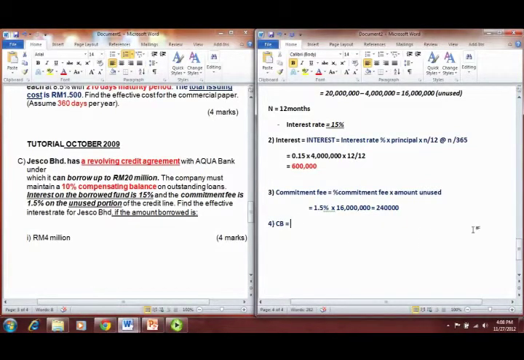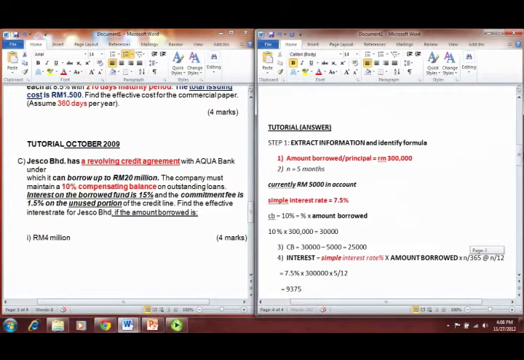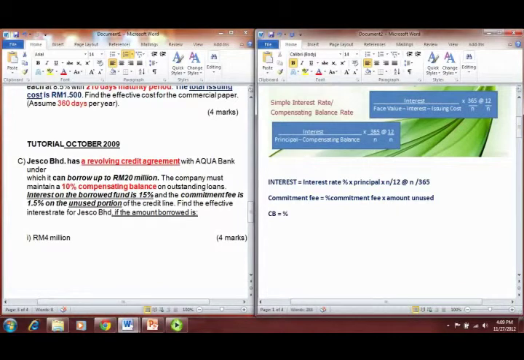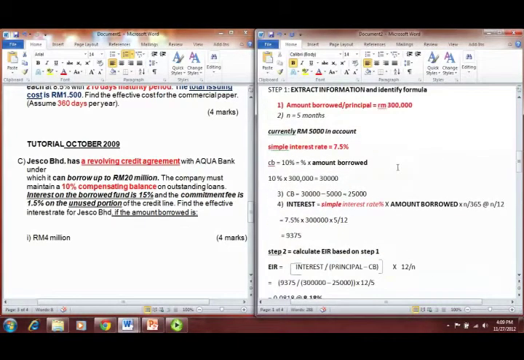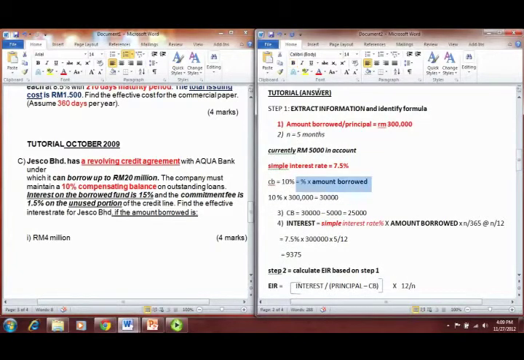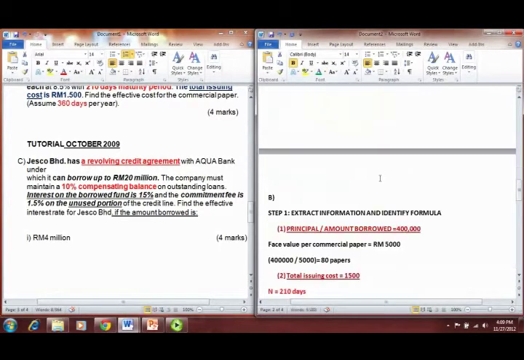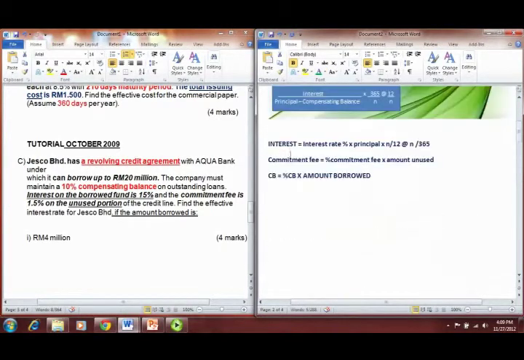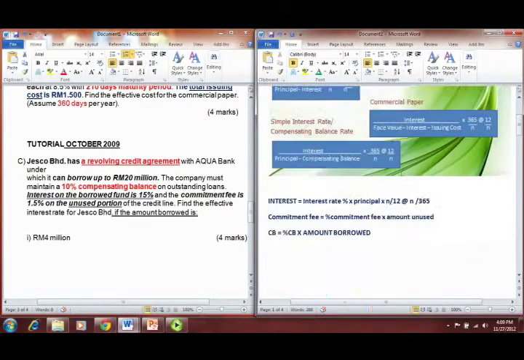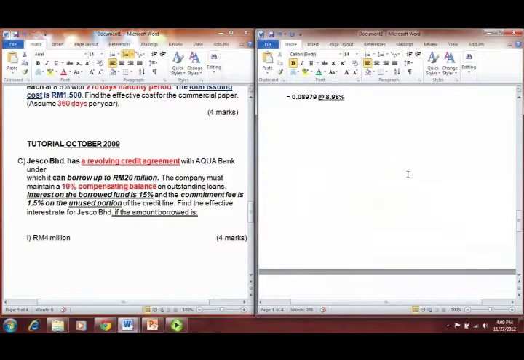Don't forget, class, what is the formula of your CB? As I told you, you can use the same formula to calculate CB: percentage of your CB times your amount borrowed. As you can see in your step 1 just now, how did I calculate your CB? Yes, percent times amount borrowed. So you can use the same formula. Remember, class, all these three formulas can be applied in the EIR.